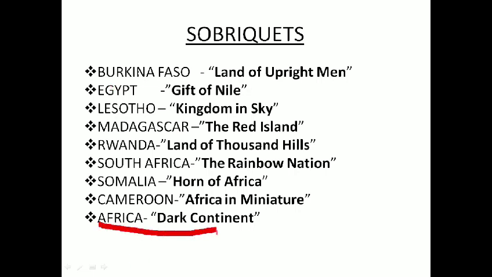Entire Africa was once called the dark continent. Burkina Faso, land of upright men. Egypt, gift of Nile. Lesotho, kingdom in sky. Madagascar, the red island. Rwanda, land of thousand hills. South Africa, the rainbow nation. Somalia, horn of Africa. Cameroon, Africa in miniature.